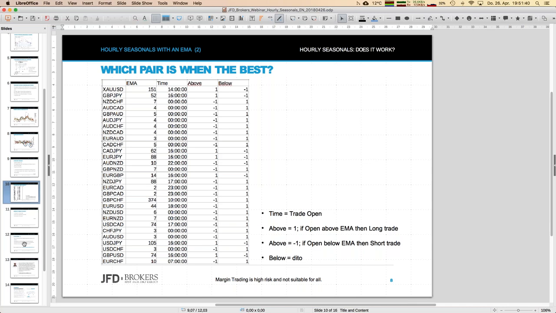Finally, we know now that we have a statistical edge. We can use exactly that for our trading activities. And all we have to do is, at that point in time, look at that table and check: are we above or below the EMA? And then we know the trade direction, the preferred trade direction for that underlying, for that hour of the day. And that's exactly what we can use for our trading.